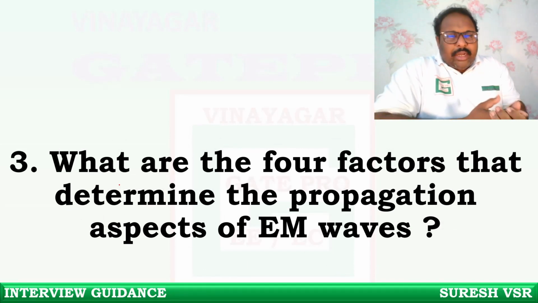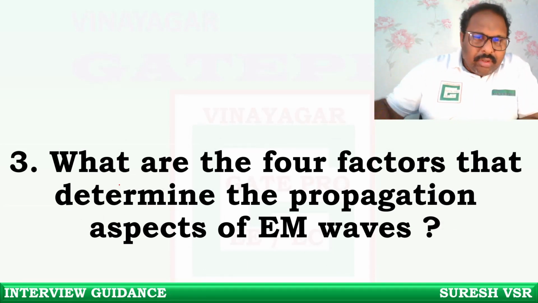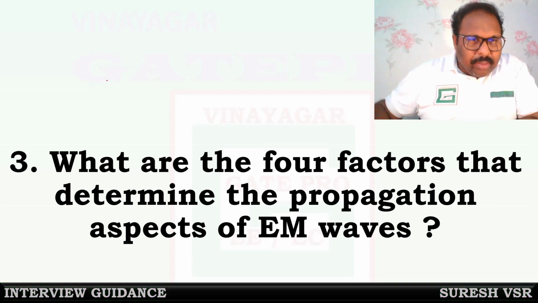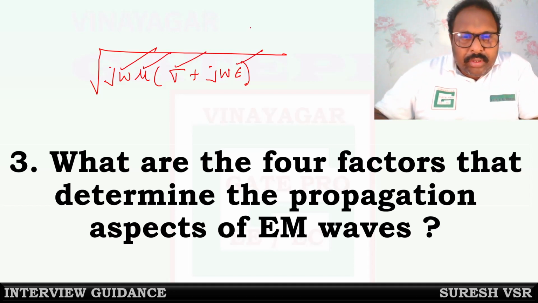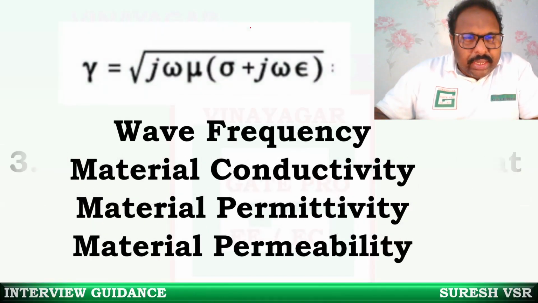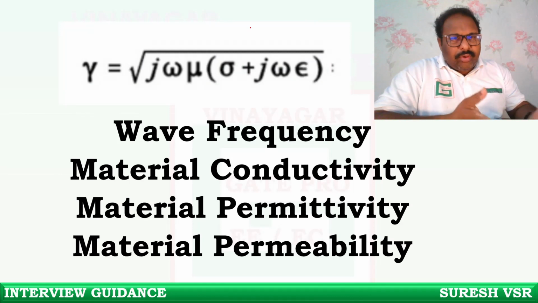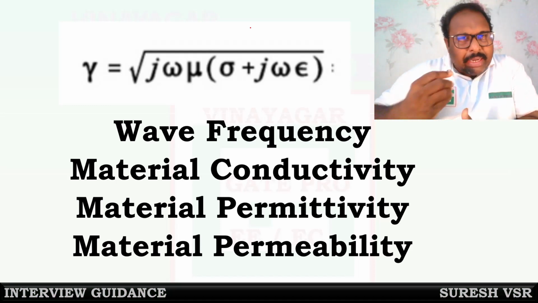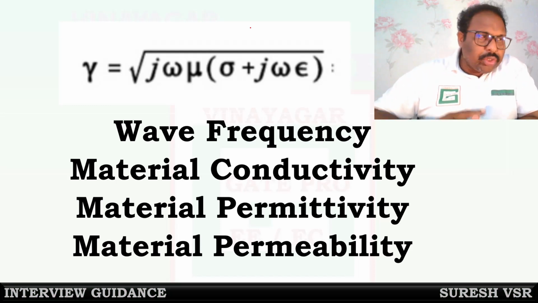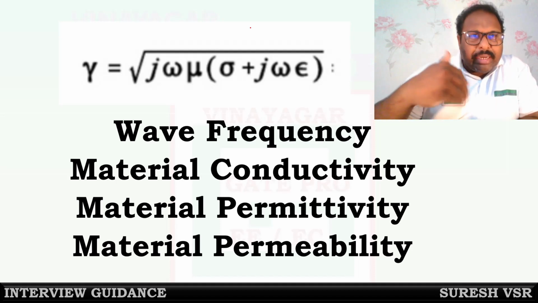What are the four factors that determine the propagation aspects of electromagnetic waves? Propagation aspects of electromagnetic waves obviously depend on root of j omega mu into sigma plus j omega epsilon. So they depend on omega, permeability, conductivity, and of course on permittivity. So what are the four factors you should say? It's wave frequency. Frequency of the wave will determine whether the wave can propagate or not. Material conductivity, material permittivity, and of course permeability. So these will combinedly decide whether the wave can travel into that material or not.